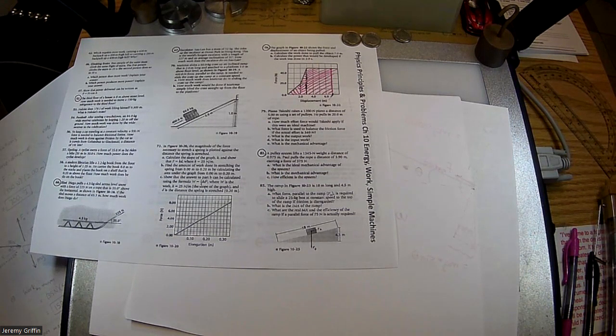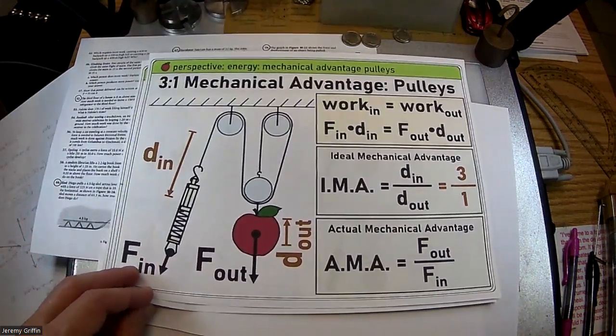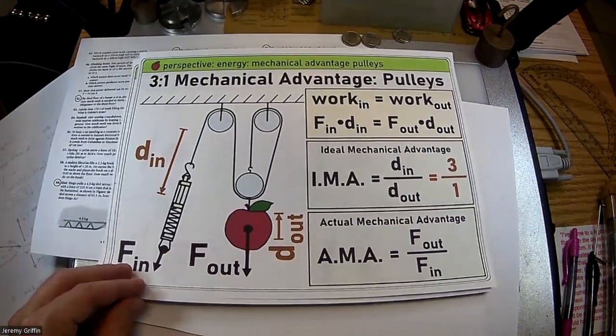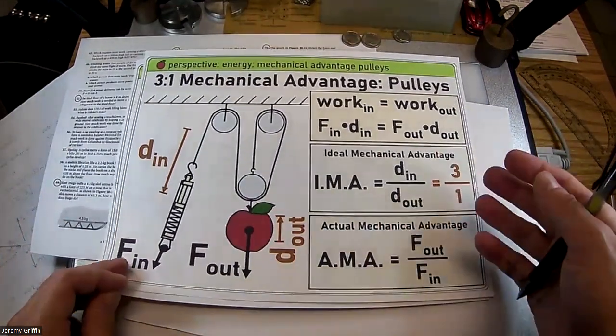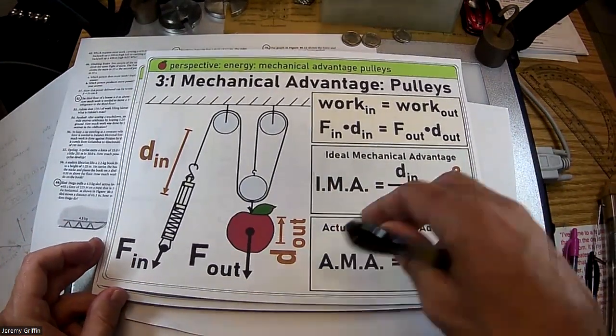This looks like the lab I'm going to have you guys do on Thursday. So let's break out the lab posters for mechanical advantage. So here's a general pulley system. Now this one's showing 3-to-1 mechanical advantage, which is not exactly what the book is asking, but same principle here.